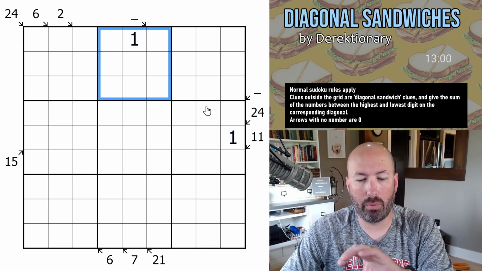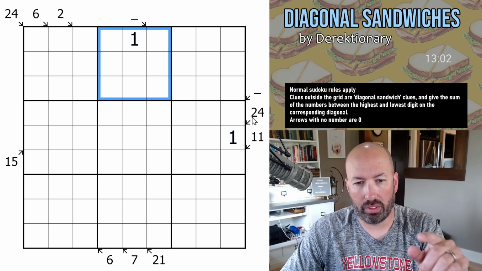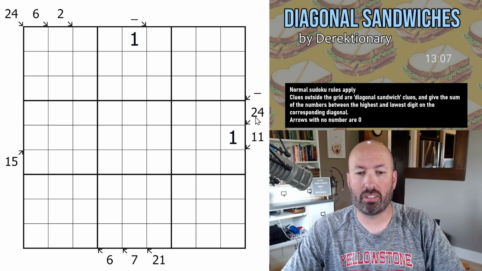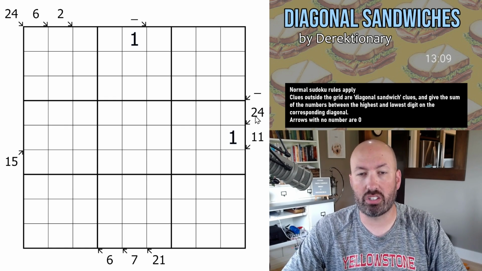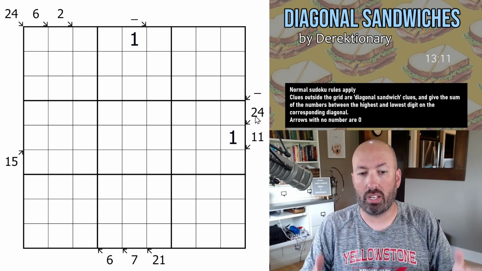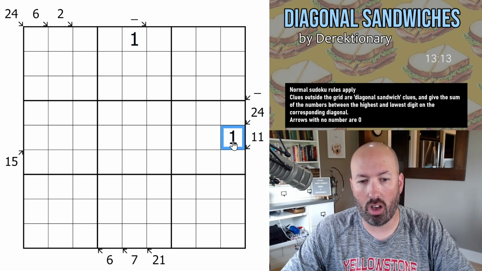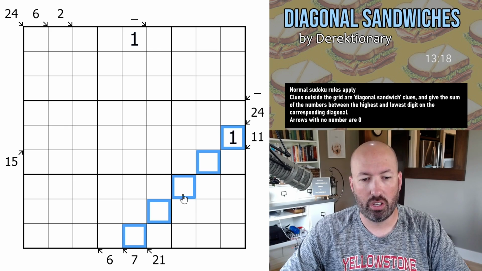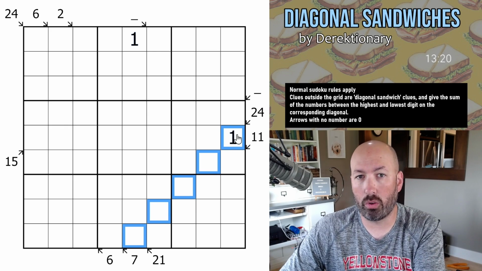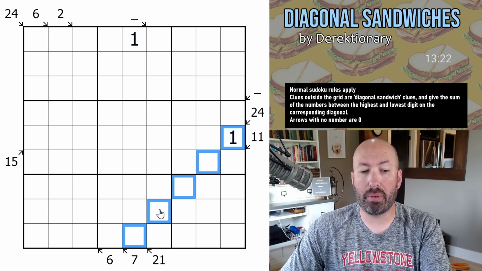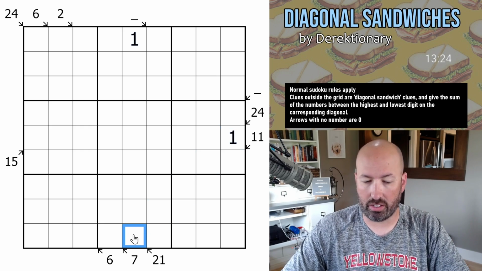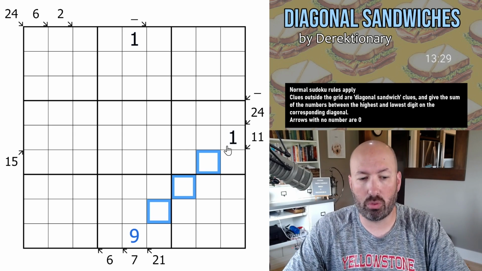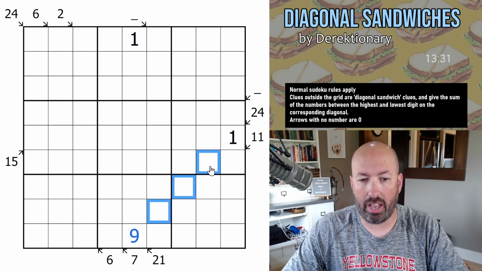That's basic Sudoku. Now we have a little bit of an extra thing here with these numbers outside the grid. These are sandwich clues, which means they give you the sum of the digits that's sandwiched between the biggest and smallest digit on that diagonal. So this 24 here is pointing at this diagonal. Along this diagonal, clearly the 1 is going to be the smallest digit. Whatever the biggest digit is, let's say it's a 9. Let's say there's a 9 down here. These 3 digits that are sandwiched in between the 1 and the 9 will have to add up to 24.